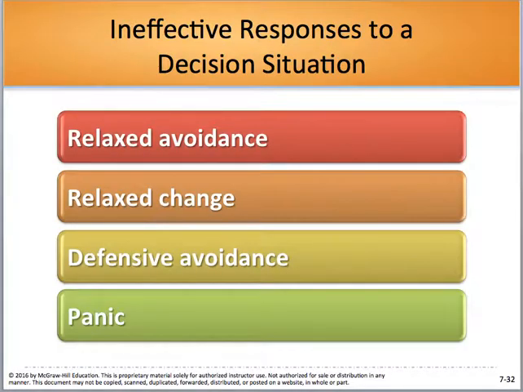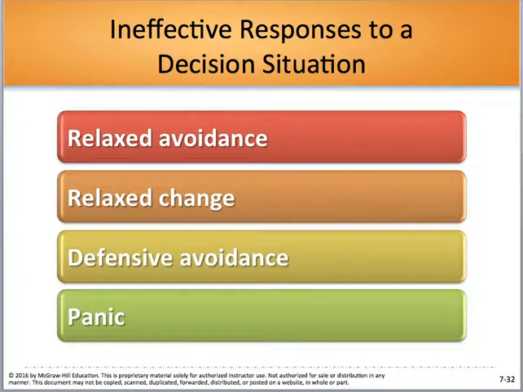So we look, and there's some ineffective responses to a decision. We can have relaxed avoidance, where the manager decides to take absolutely no action and believes that there won't be any great negative consequences. It's kind of blase blah. Relaxed change is where the manager realizes that complete inaction will have negative consequences, but they still opt for the first available alternative that involves low risk, right? They don't want to ruffle any feathers.